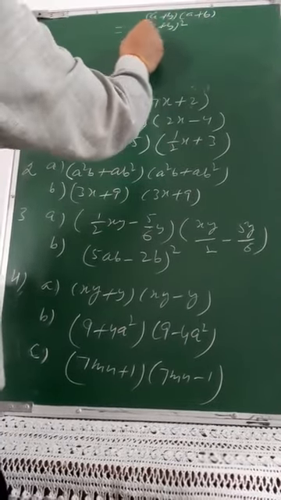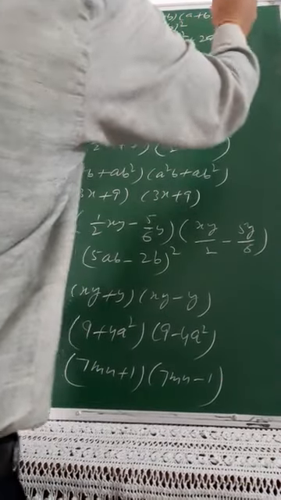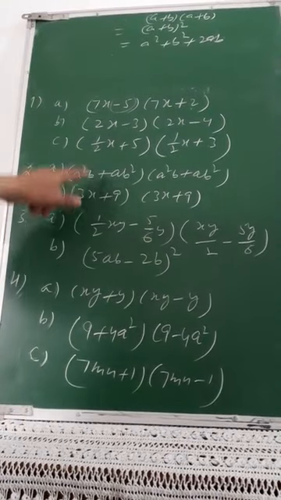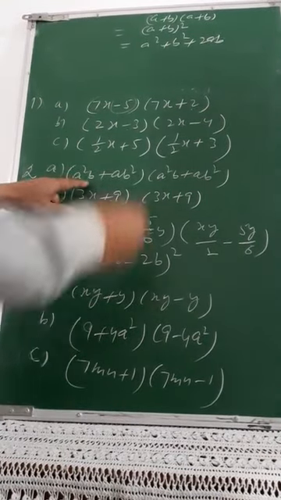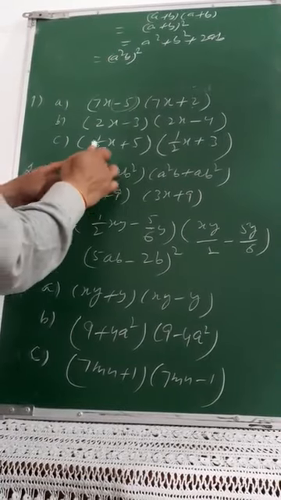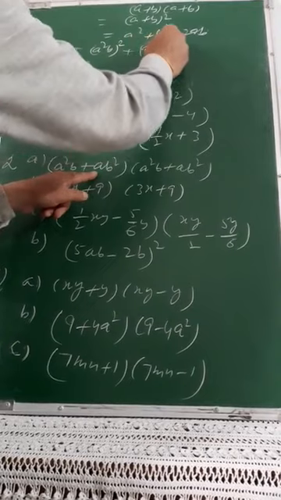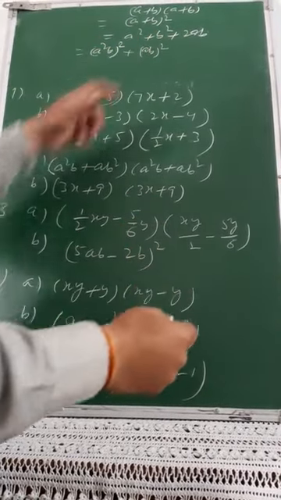(a + b) whole square is always equal to a square plus b square plus 2ab. Now you identify what is a. So this is a, a square b, so replace a by a square b. This is now a, and b is what? ab square. So a square plus b square.